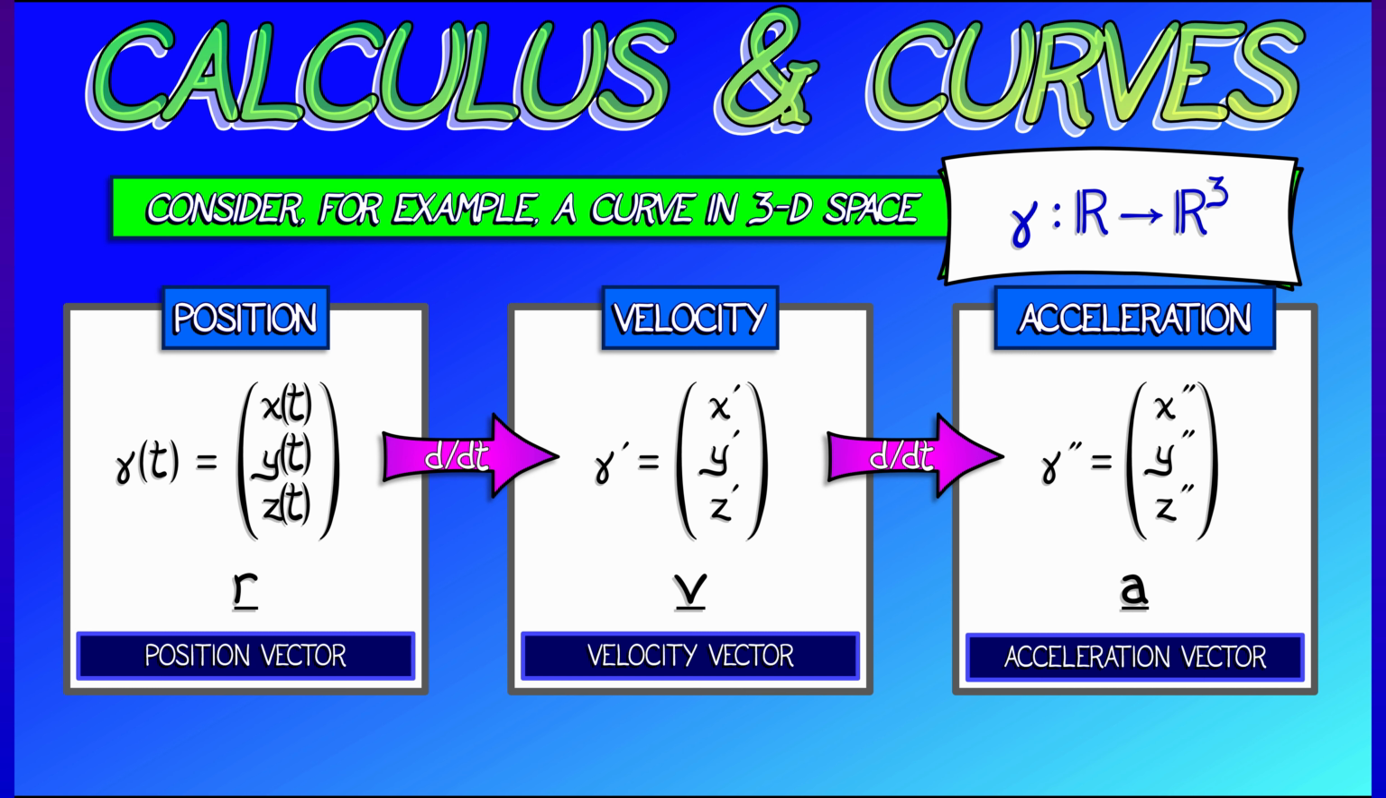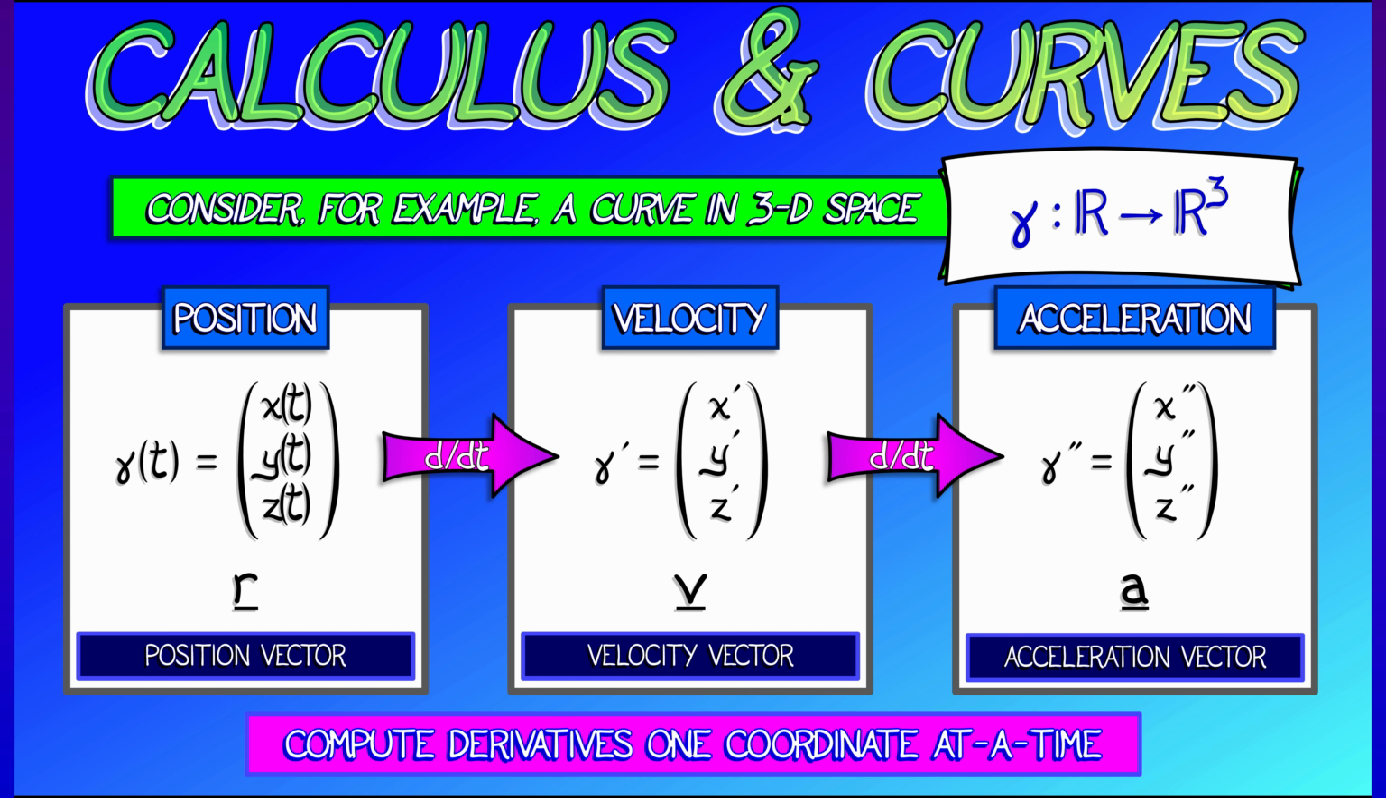So the derivative takes me from r of t to v of t. If I differentiate again, I get a of t, the acceleration vector, the vector that consists of the second derivatives, x double prime, y double prime, z double prime. So we just compute derivatives, one coordinate at a time.